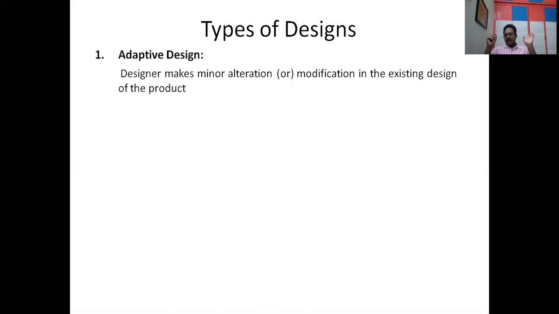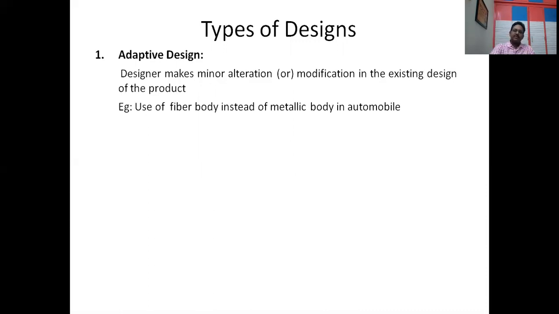For example, I have a pen. The design is already there, but by increasing its length or decreasing its length or changing the cap position, we can make little modifications to the existing design, and thereby we get a design. This is called adaptive design. Example: use of a fiber body instead of a metal body in automobiles. Earlier we used to have metallic bodies. Now we are replacing metallic bodies with fiber bodies. So a little alteration in the material is an example of adaptive design.